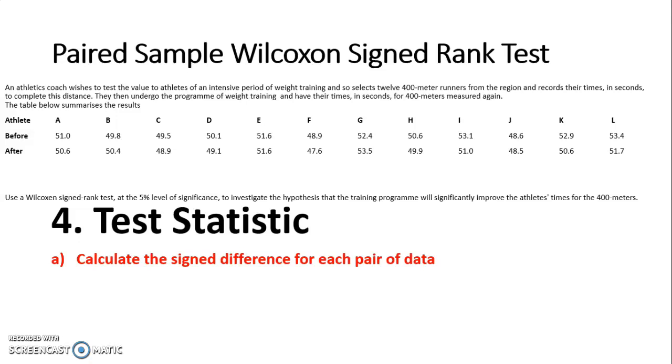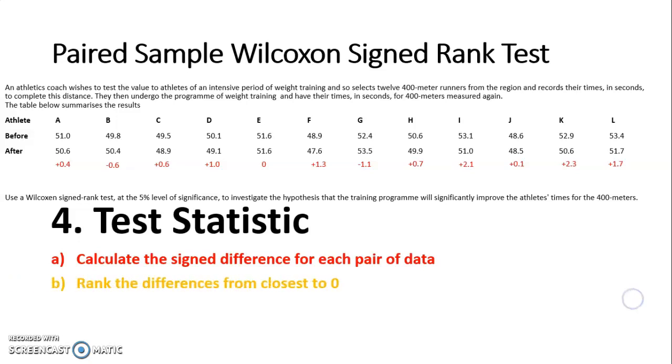So I'm going to do 51.0 take away 50.6, and that's going to give me plus 0.4, and I'm going to do that for each one. You might want to pause the video here, work out the differences, and check that you agree with my calculations. So I get negative 0.6, plus positive 0.6, positive 1, 0, positive 1.3, negative 1.1, positive 0.7, positive 2.1, positive 0.1, positive 2.3, and positive 1.7.